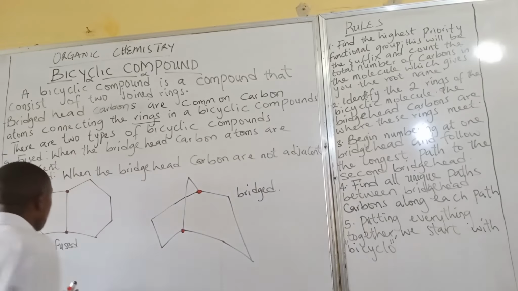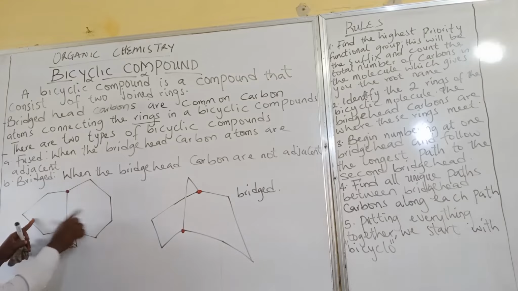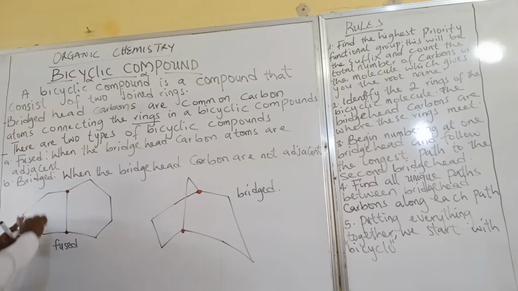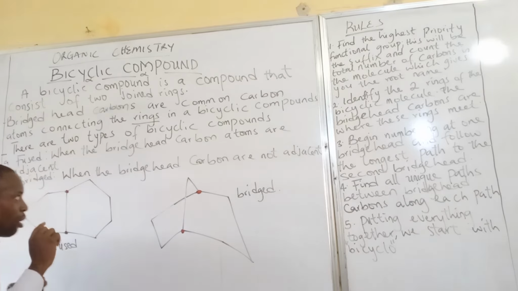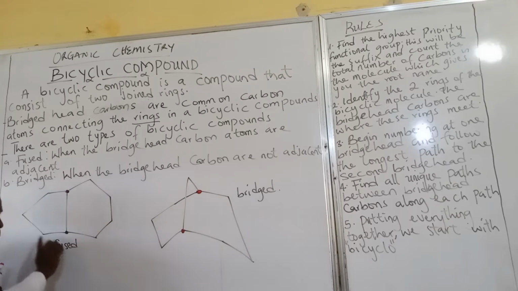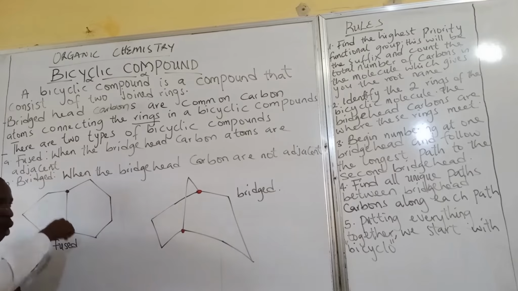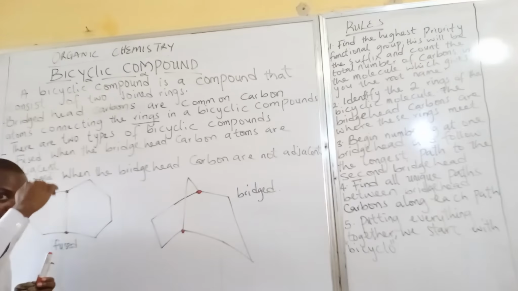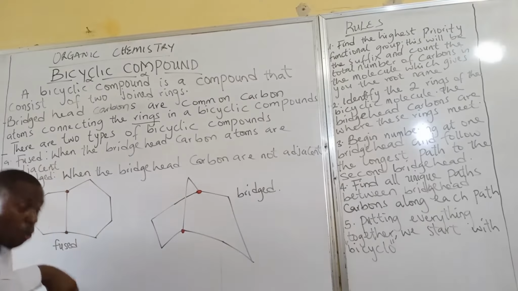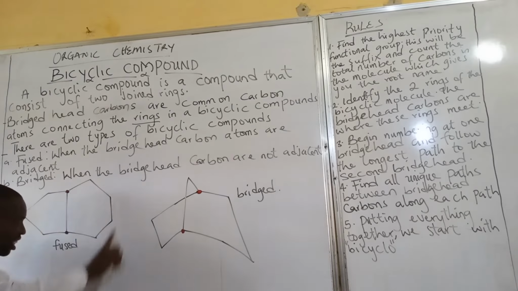For example, let's start. If I want to name these two rings, the first thing you do is count the total number of carbons here, which are 1, 2, 3, 4, 5, 6, 7, 8, 9. How many? Nine, so it is non-. Why do we say non-? It's because this compound falls under the alkane family, which determines the suffix. Number two is that you have counted the total number of carbons.